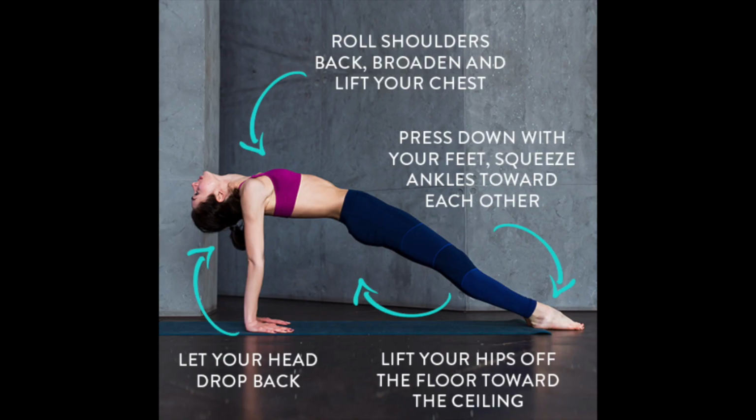So verbal internal cues would focus on body processes and internal systems like muscles, kinematics, pressure, and more. This would be an example of an internal verbal cue. Person in this pose being told to roll shoulders back, broaden and lift the chest, press the feet down, press down with the feet, squeeze the ankles toward each other, lift the hips off the floor toward the ceiling. That's a little bit of an external cue. Let your head drop back. Really common sorts of cueing in yoga.